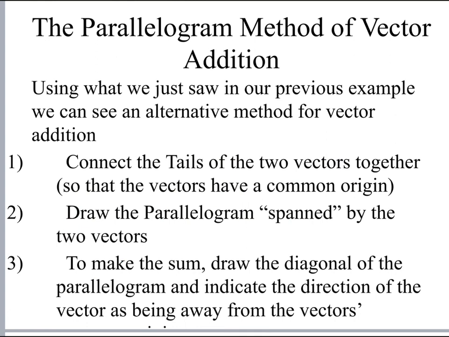So to summarize, this is how you add two vectors together using the parallelogram method. The first thing you do is you connect the tails of the two vectors together. In the other method for addition, you connect tail to tip. Here we're connecting tail to tail. You draw the parallelogram spanned by those two vectors. You just saw how the two vectors connected form a parallelogram. And then you draw the diagonal of the parallelogram. And it's important always to indicate the direction. So the direction of the vector is away from the connection point where those two vectors are connected.